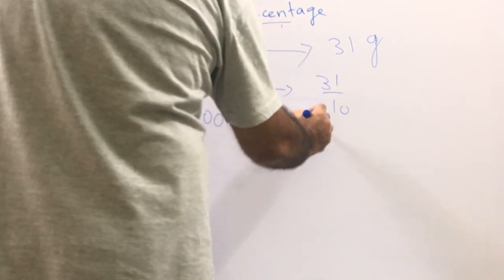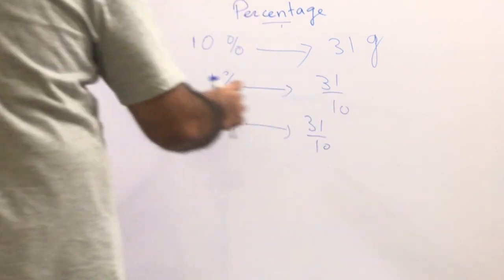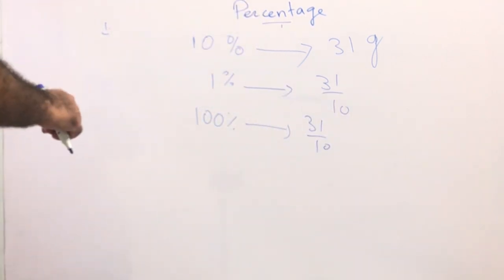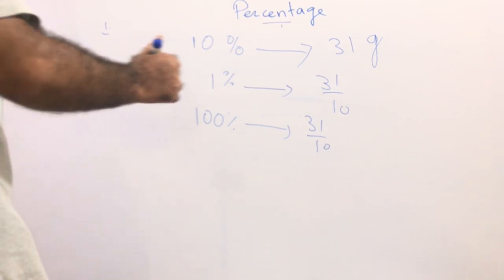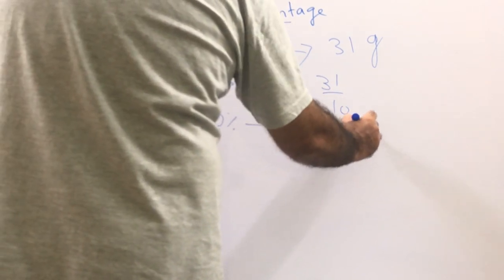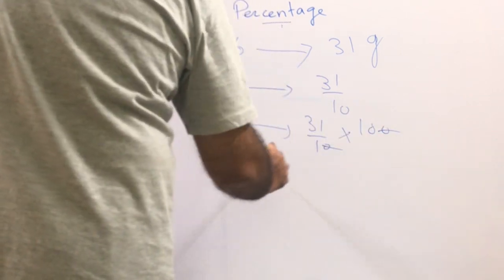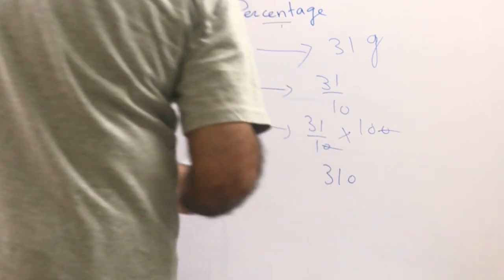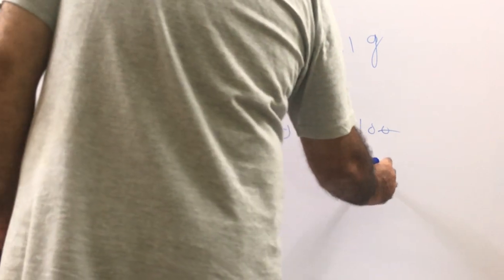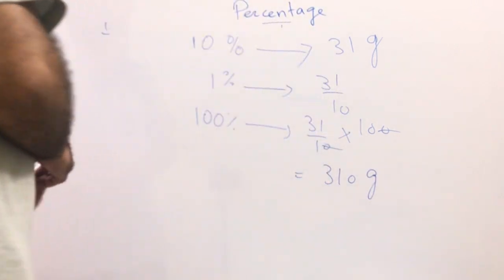So 31 over 10 represents 1%. When we need to calculate 100%, this 1% will be multiplied by 100. We will just simplify: 31 multiplied by 10 is 310. So 310 gram is the answer for this question.